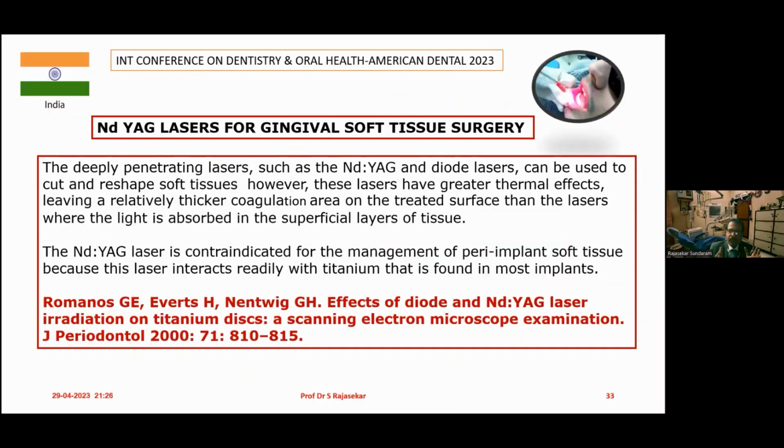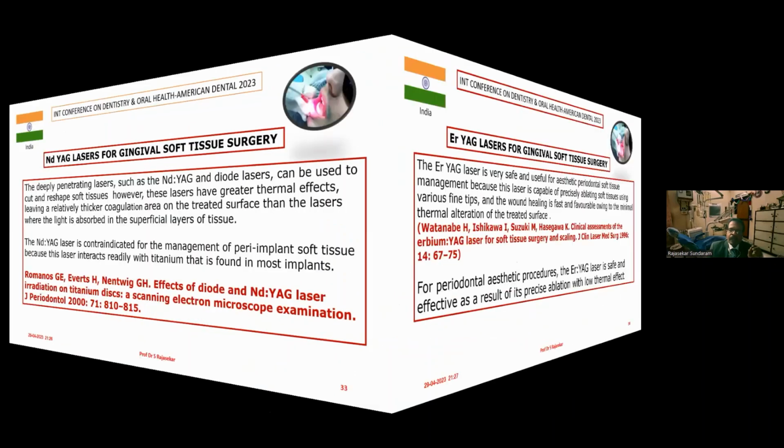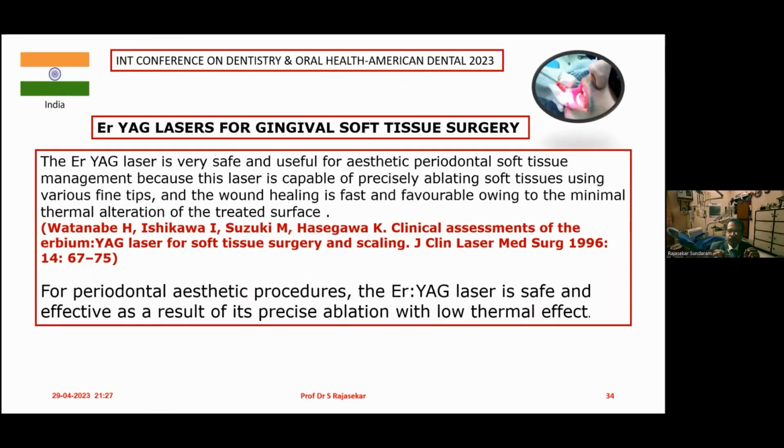Similarly, Nd:YAG lasers and diode lasers can also be used for gingivectomies. I do use a lot of diode lasers for gingivectomy procedures, but again, there are a lot of thermal changes that have to be managed and precautionary measures have to be taken. So erbium YAG lasers are considered very safe for soft tissue gingival procedures because they produce very good deep penetration as well as cutting and reshaping the gingival tissue without much thermal change.